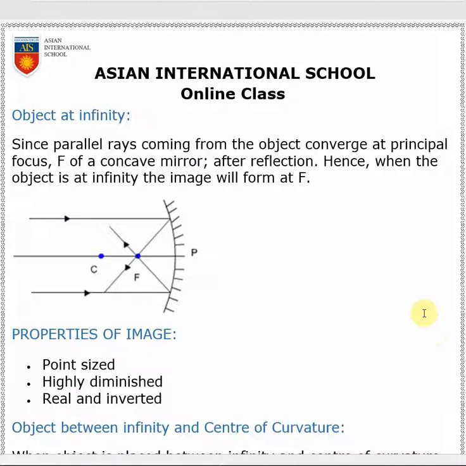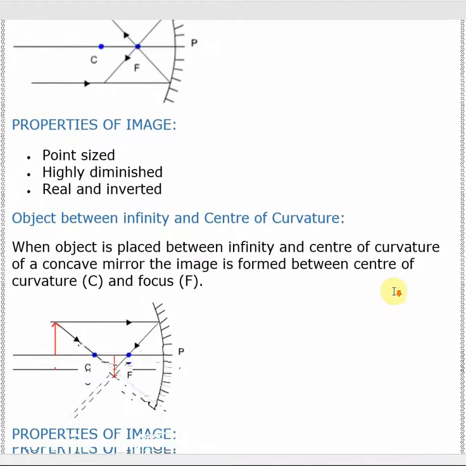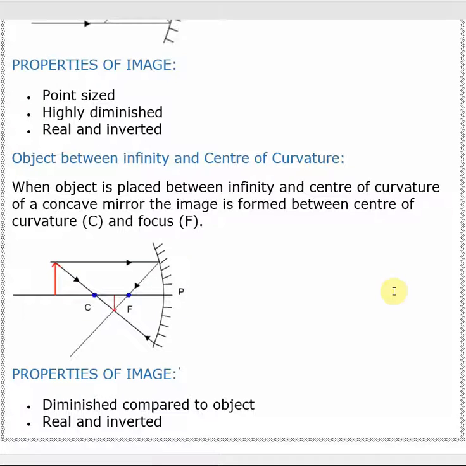This is your third class on the topic reflection, and today we are going to learn how to draw images in case of concave mirror. That means if an object is placed somewhere in front of a concave mirror, then how the images will form, that we are going to learn.